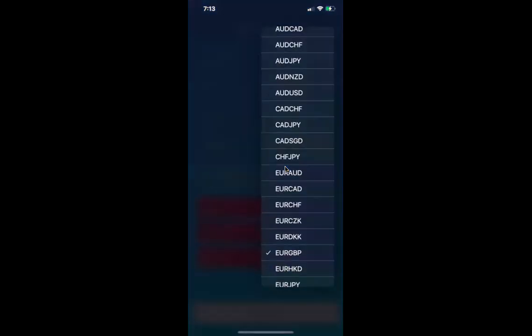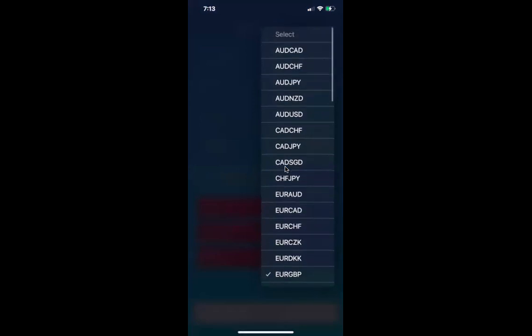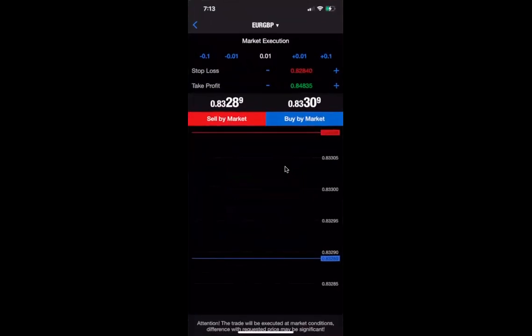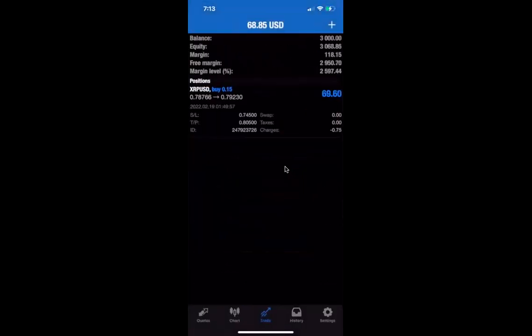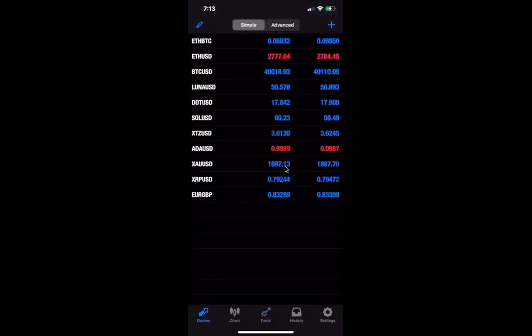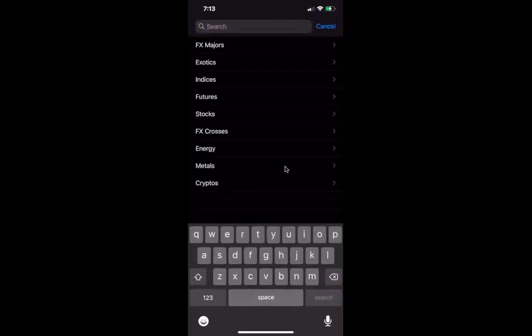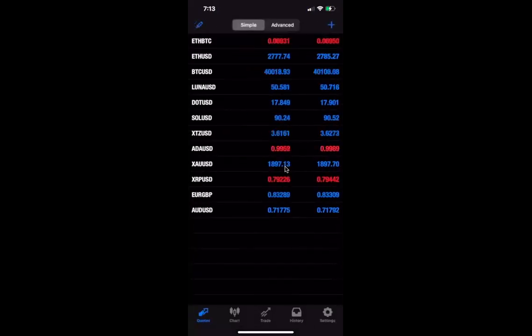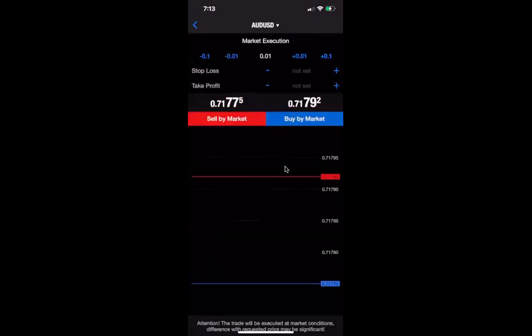AUD USD is going to be the instrument as of now. I'm going to go ahead and change it on my MT4 as well. I'm going to go ahead and add it, because once again, I don't have it. So as I add it, AUD USD, click it.